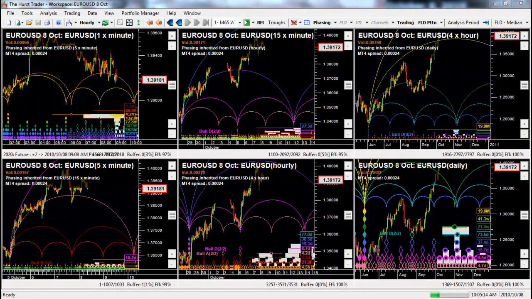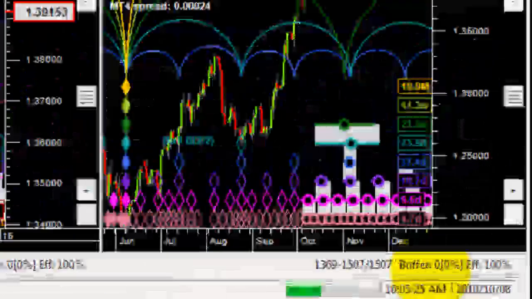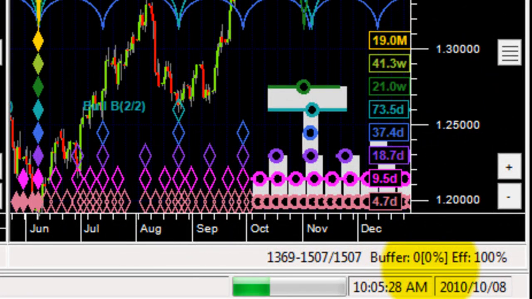Now, if you have a look at the bottom of each one of my charts, at the bottom right, you will notice several important pieces of information. You will see here, if we look at the daily chart, it says buffer, and then the number 0, then 0%, and then efficiency, that EFF stands for efficiency, 100%. Let's take a look at what each one of those figures means.